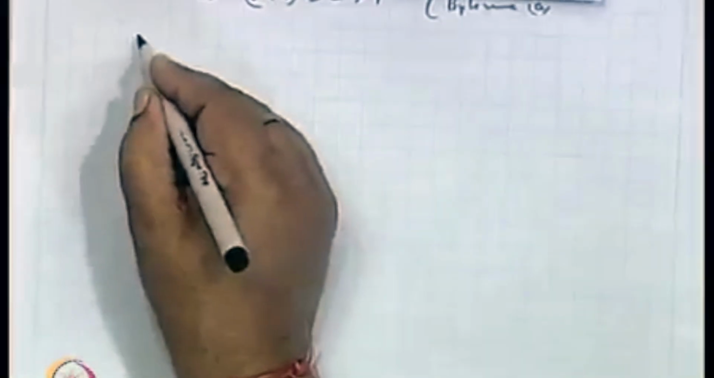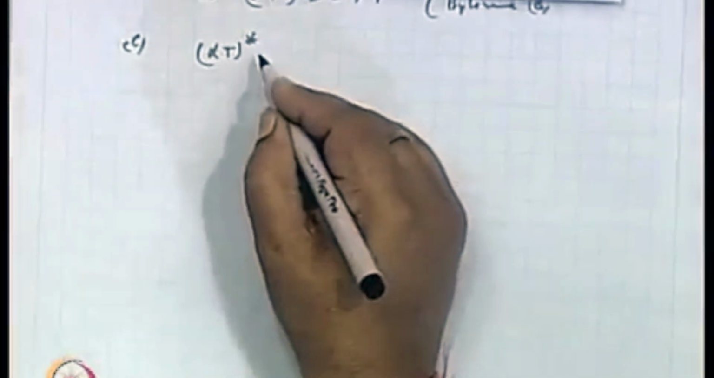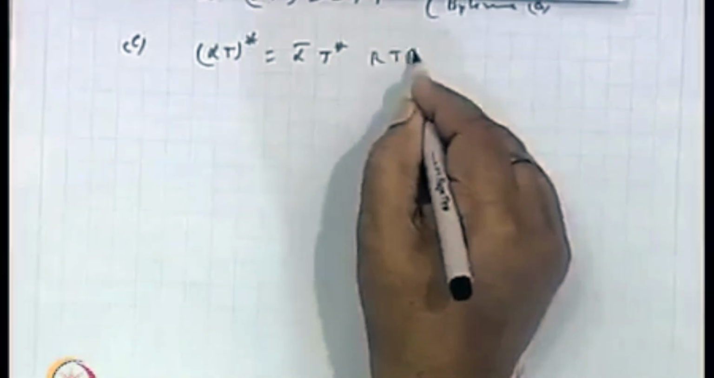Okay, so this is clear now, by the lemma. Then the third part, let us see the third: (alpha T)* is alpha conjugate T star. We wanted to show alpha conjugate T star. This is required to prove, is it not?